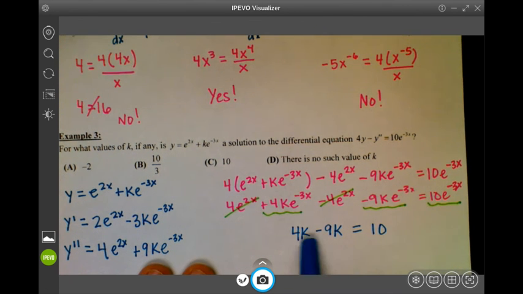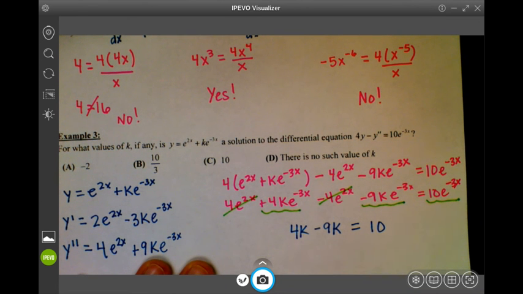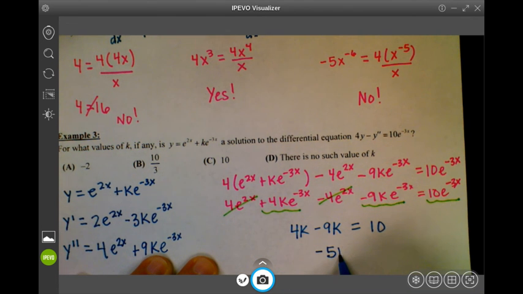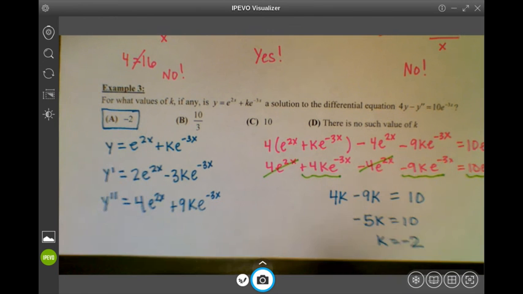So that's an easy equation to solve once you get to here. So I have no doubts that you can finish that. But knowing that that's kind of what they're looking for is those coefficients have to work out. So divide by negative 5 and we get k is negative 2, which is a solution here. So we are good to go.